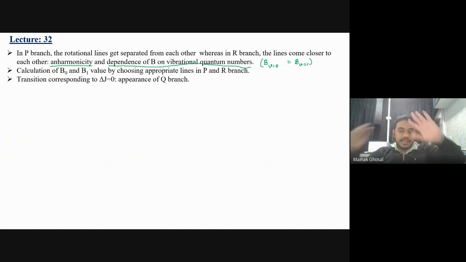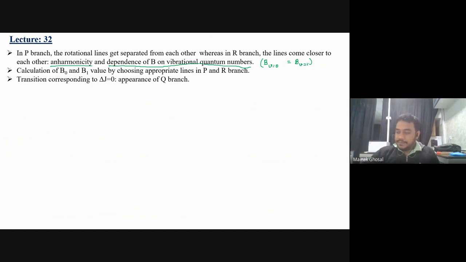It was discussed that for both the cases we have taken the same B value, but this is not true because there was a dependence of B on the vibrational quantum number. How? Because B depends upon the moment of inertia, as you can see in this equation of B. Now this moment of inertia will also depend on bond length, mu r square.